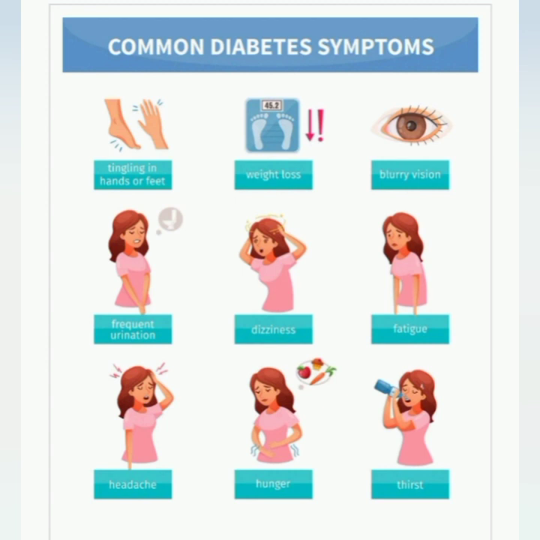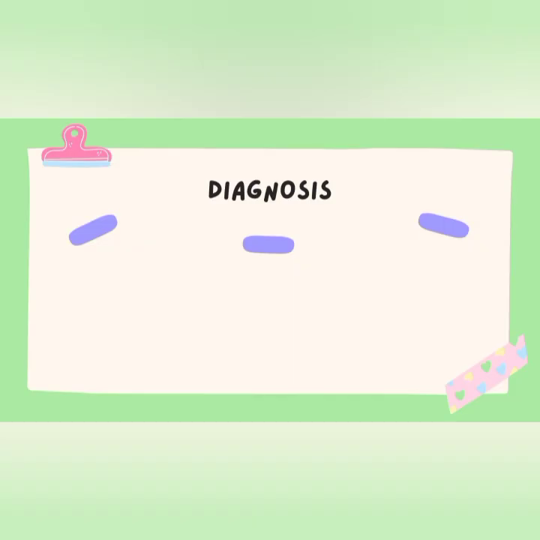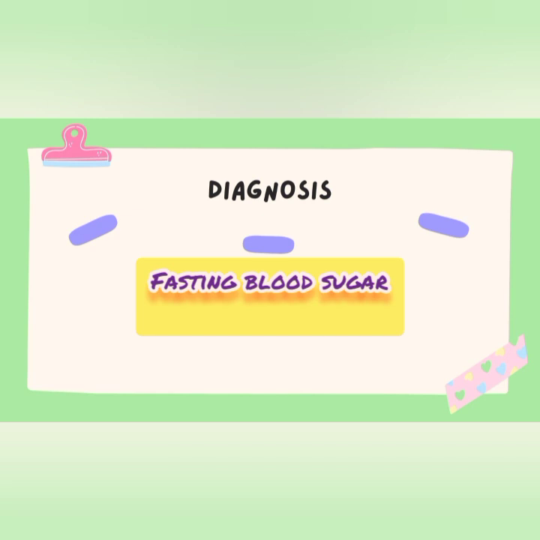So all these are the clinical symptoms of diabetes mellitus people. Now I would like to explain about the diagnosis or investigative procedure. So first test is fasting blood sugar.